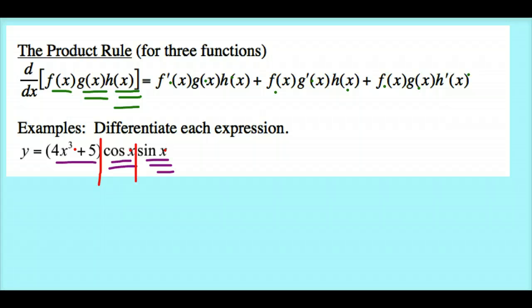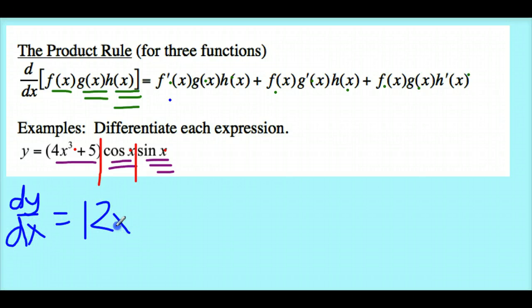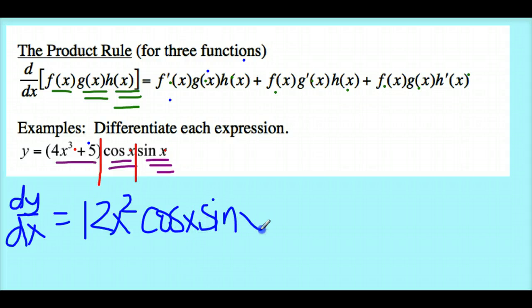Okay. So let's follow our rules. The first rule says take the derivative of the first term. So the derivative of the first term here is dy/dx is equal to 12x squared. The derivative of 5 is 0, okay? Then it says multiply by your second term and multiply by your third term. So I'm going to multiply this by cosine of x, sine of x. Okay. Then I need a plus sign right here, plus.